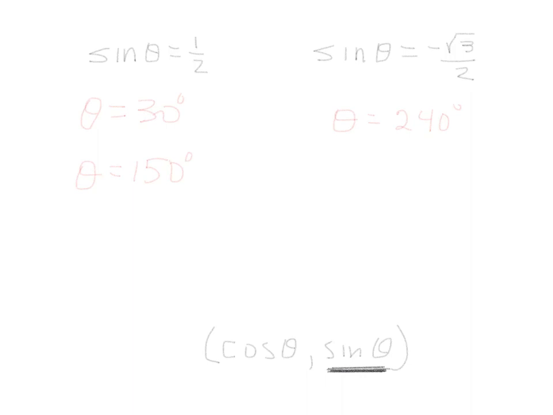Is there another one that has a y-coordinate that's negative square root of 3 over 2? Yes. That would also happen at 300 degrees. Those are our answers. That's what we're working on today. Let's practice a couple more.